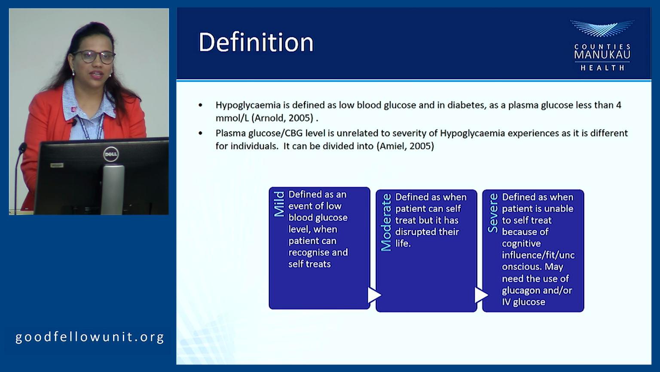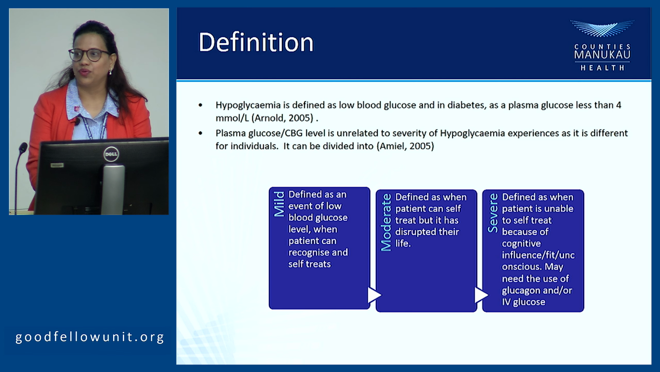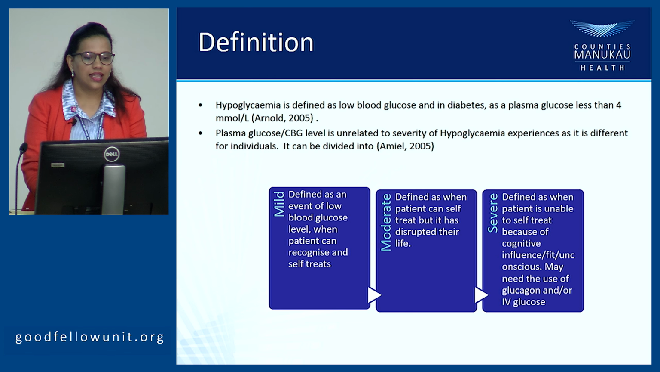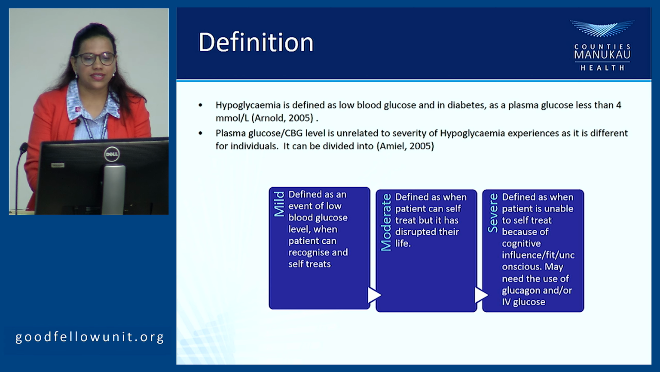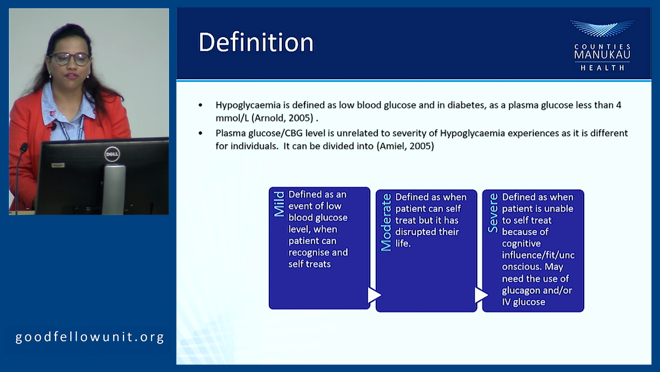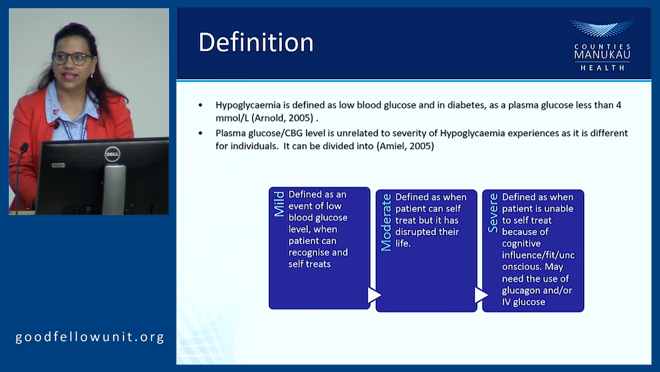Hence, it's hard to categorize hypoglycemia experiences on the basis of the level of glucose in the units of millimole per liter. Thus, literature supports the division of hypoglycemia on the basis of the severity of experiences that patients experience in 3 categories: mild, moderate, and severe.